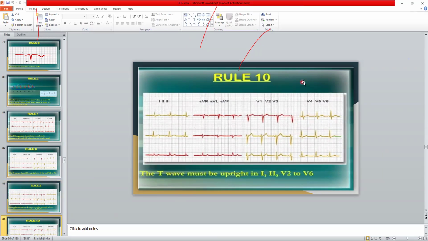Rule 10 says that the T wave must be upright, that is with positive deflection, in lead 1, lead 2 and from lead V1, V2, V3, V4, V5 and V6. If the T wave is inverted in lead 3 or V1, it is not abnormal. It is abnormal only when the T wave is negative in lead 1, lead 2 and V2 to V6.